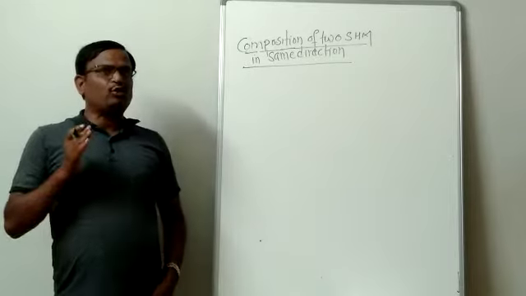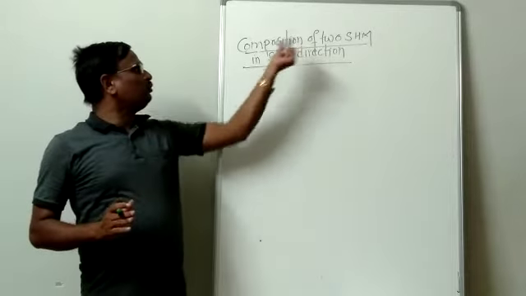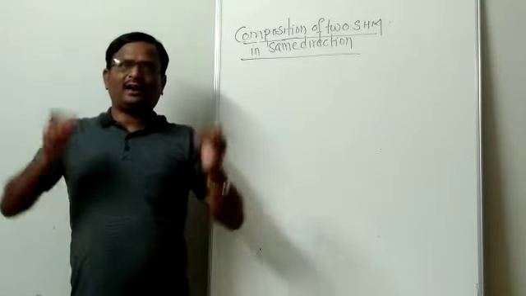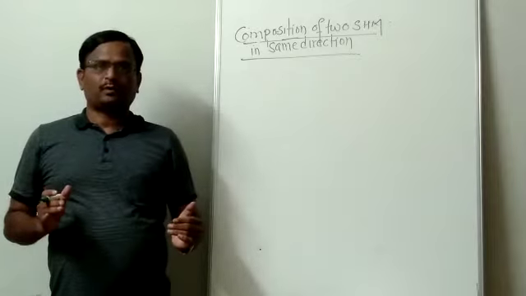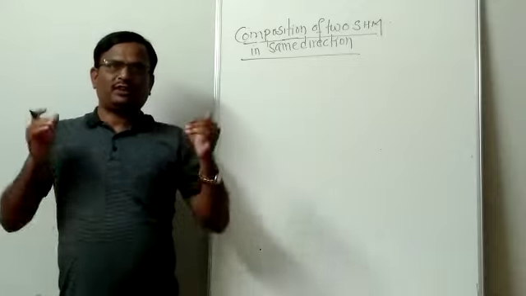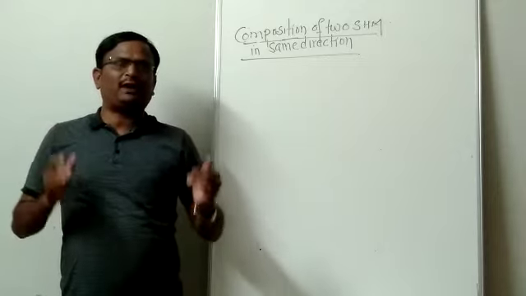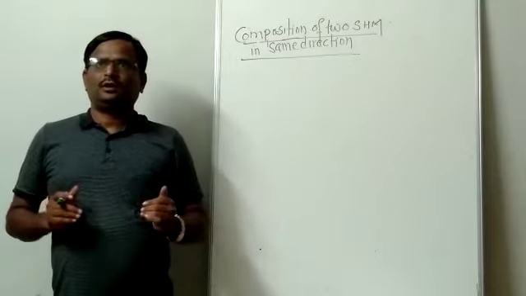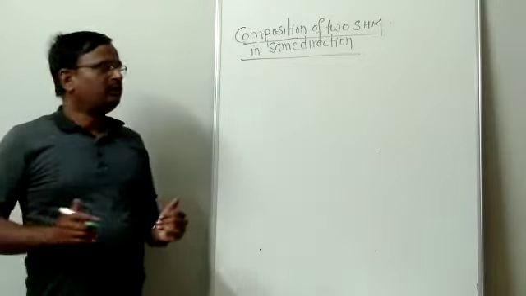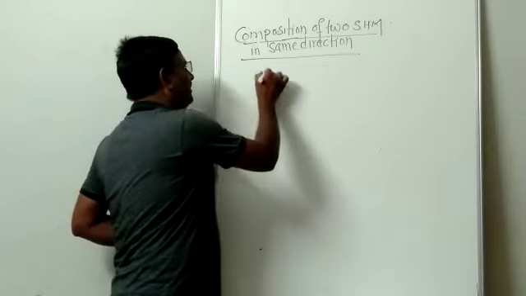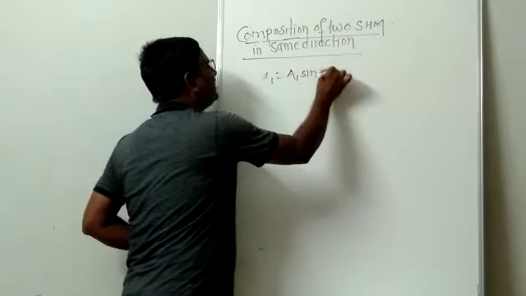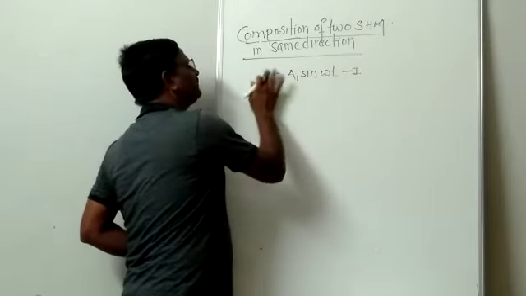Let's talk about the new concept: composition of two SHMs in the same direction. Two forces are acting on the particle. One force produces simple harmonic motion. The second force also produces simple harmonic motion. Let's have the two equations of simple harmonic motions. The first equation is x1 is equal to A1 sine omega t. Call it equation number 1.